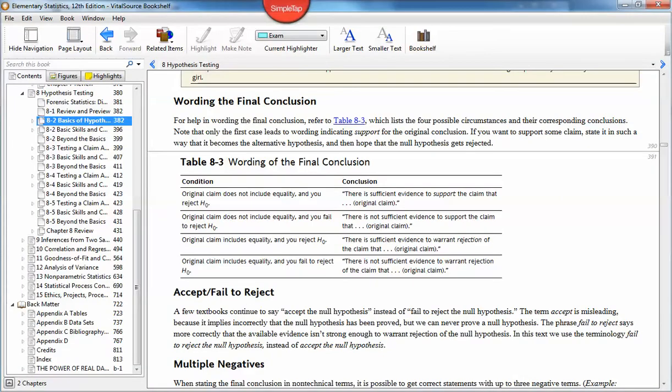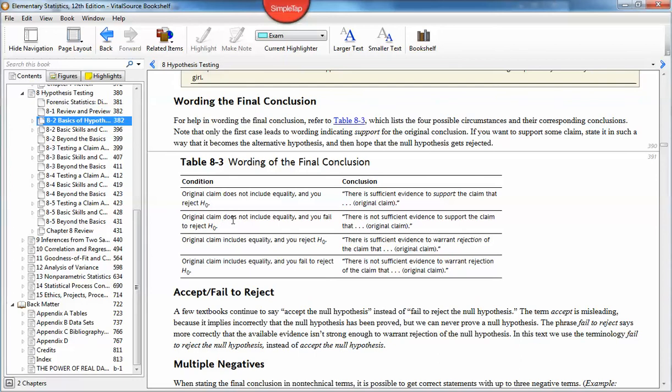Alright, so now I just want to review a little bit. The actual wording of your final conclusion, I know, probably seems almost sometimes opposite of what you think that it would be. So how do we know how to word that? Well, just as a little review, the wording of the final conclusion. Okay? So if the original claim does not include equality and you reject H sub O, then you say there is sufficient evidence to support the claim.